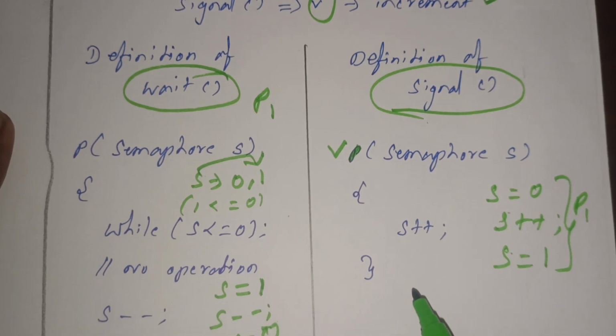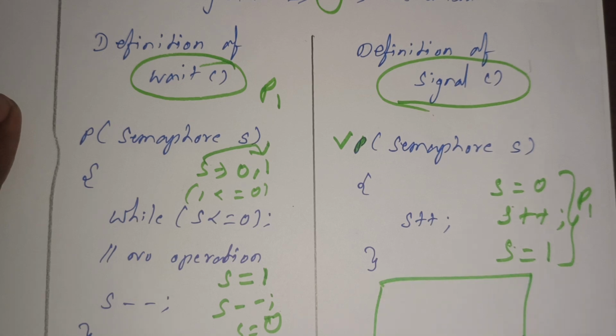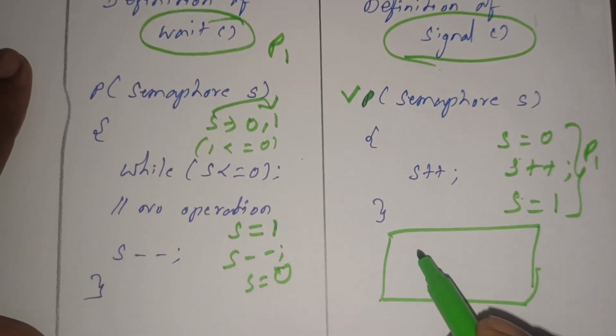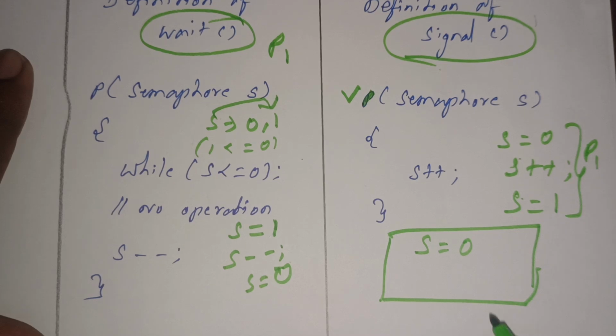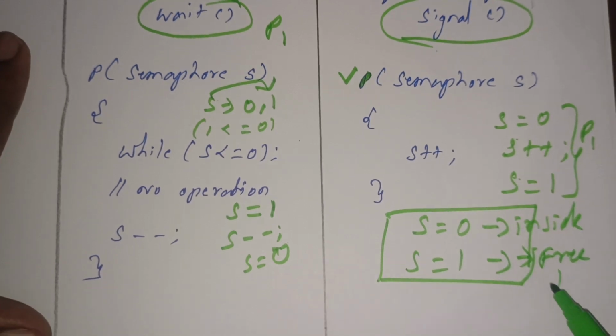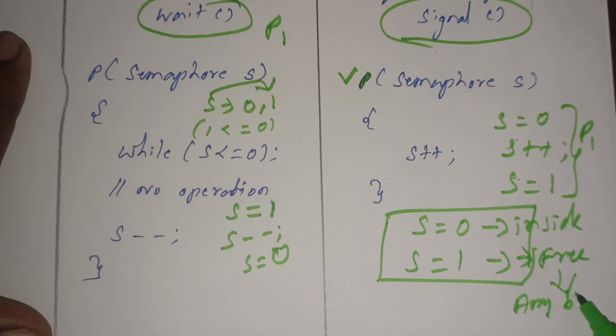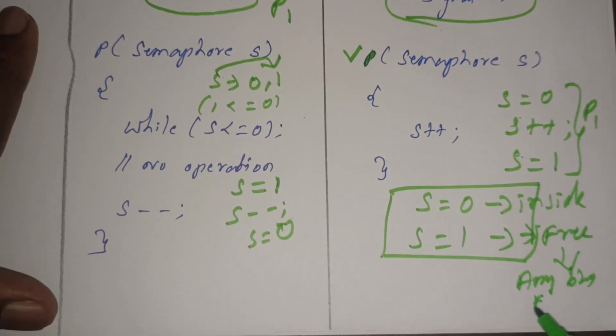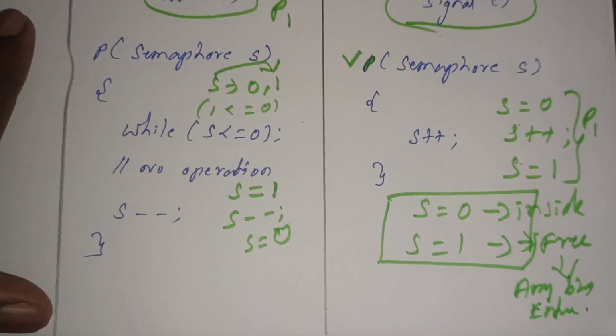So the main task of this semaphore: S value equal to 0 means someone is inside. S value equal to 1 means the semaphore is free, so anybody can enter that particular critical section.